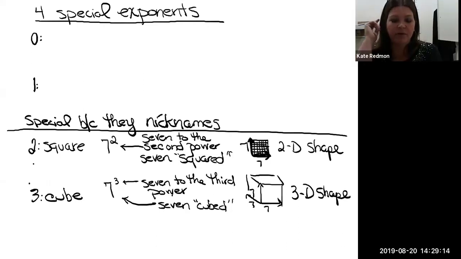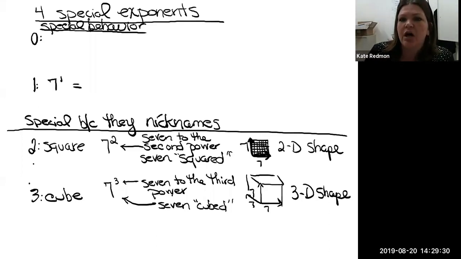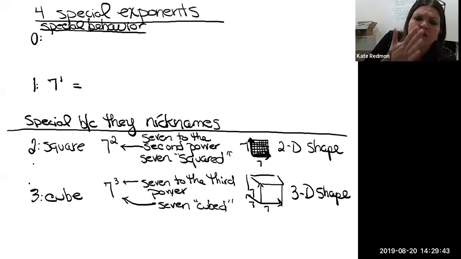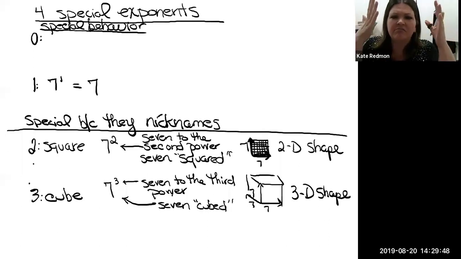Now, 0 and 1 are special because of their behavior. If I talk about 7 to the first power, a lot of students are not quite sure what to do because I said that exponents, we rewrite as multiplication, and yet if I just have one 7 multiply, what is one 7 going to multiply with? One 7 is just a single solitary 7. There's nothing to multiply with. So one 7 is just 7.